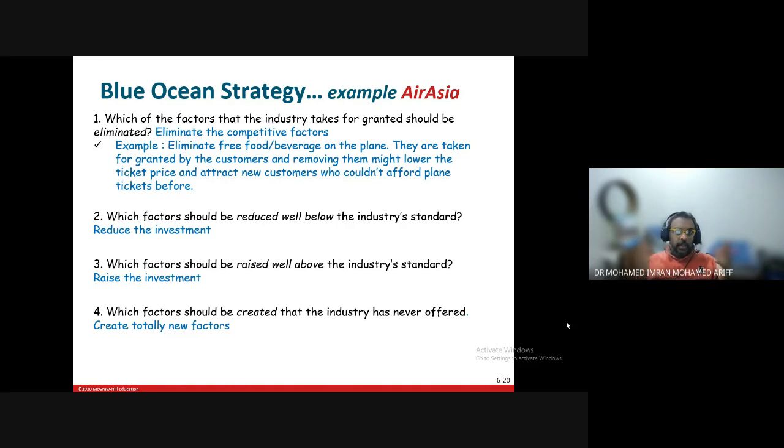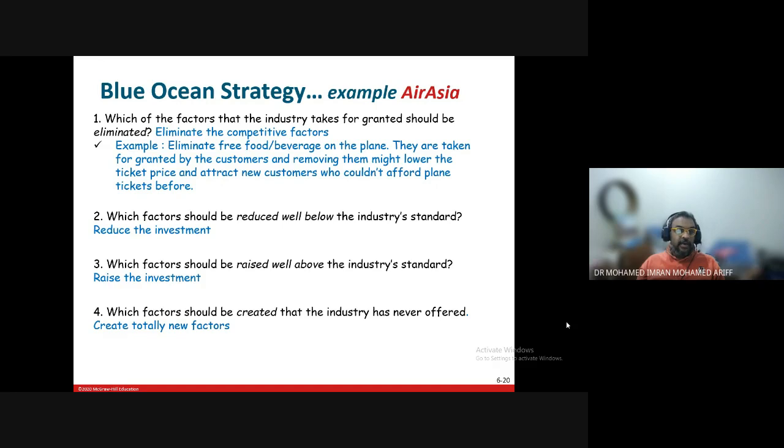Sebab okay, which factor should be created? So has never offered. Memang tak pernah ada lah. Okay, memang surely tak pernah ada lah. You have never seen MAS ada betul setakat ni, tak ada lah kan. Okay, that's something new lah, totally new. That has never been offered before.